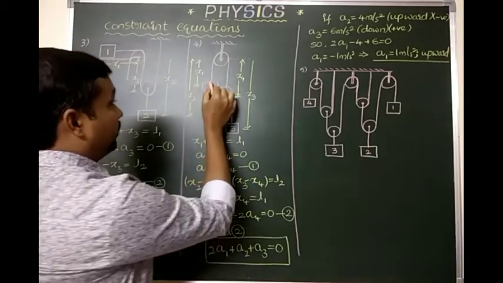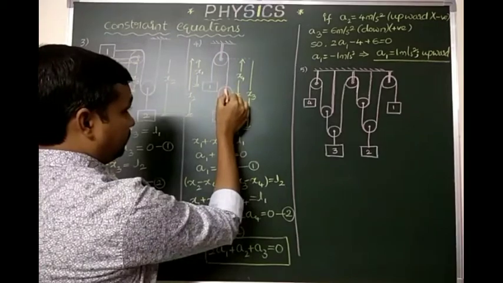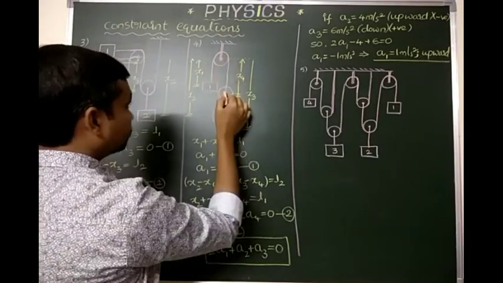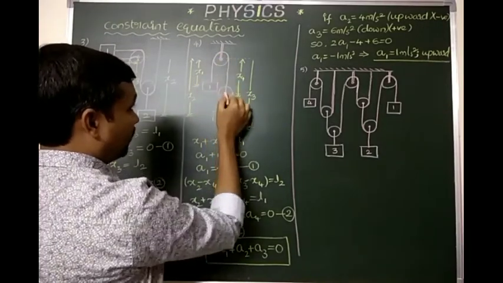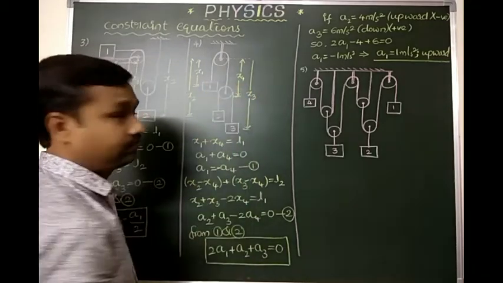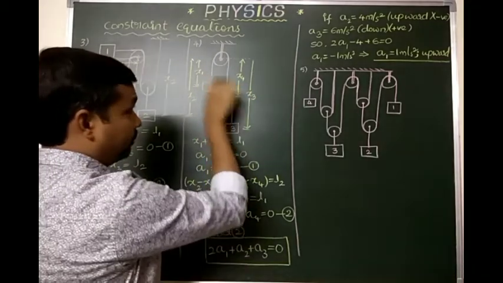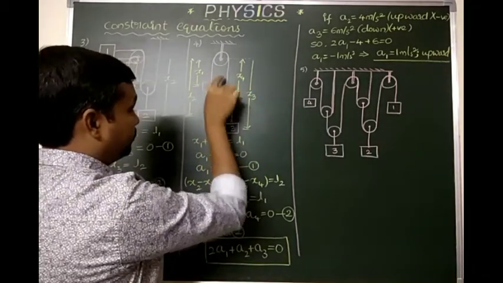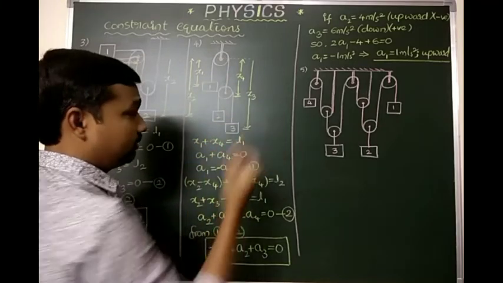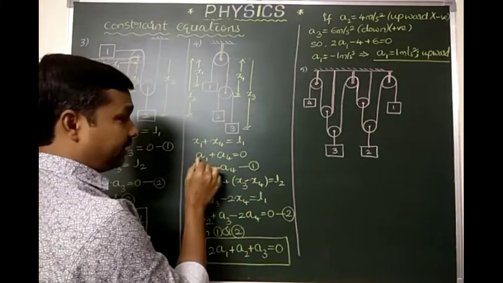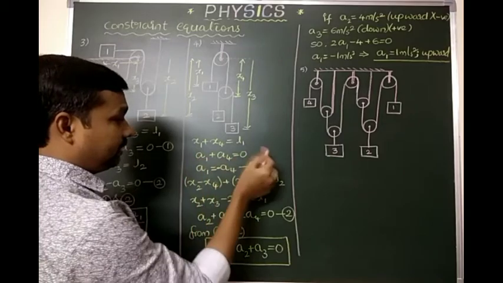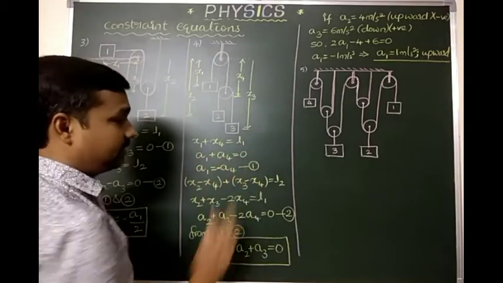So what is the length of this string? First string: x1 plus x4 gives the length of this string. x1 plus x4 equals L1. Differentiating, we get A1 plus A4 equals 0, so A1 equals minus A4.